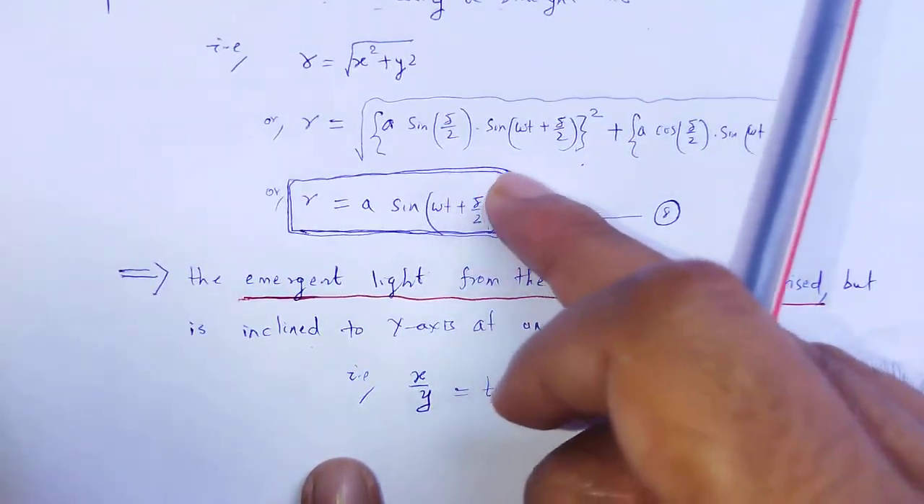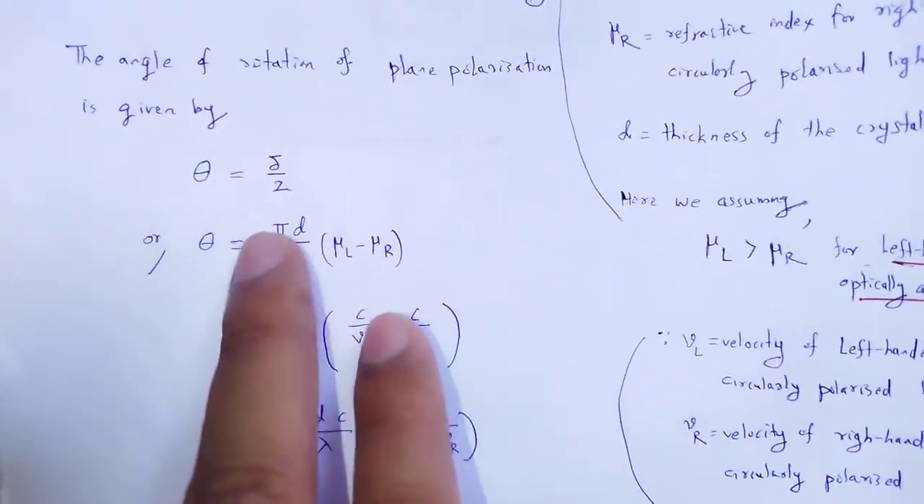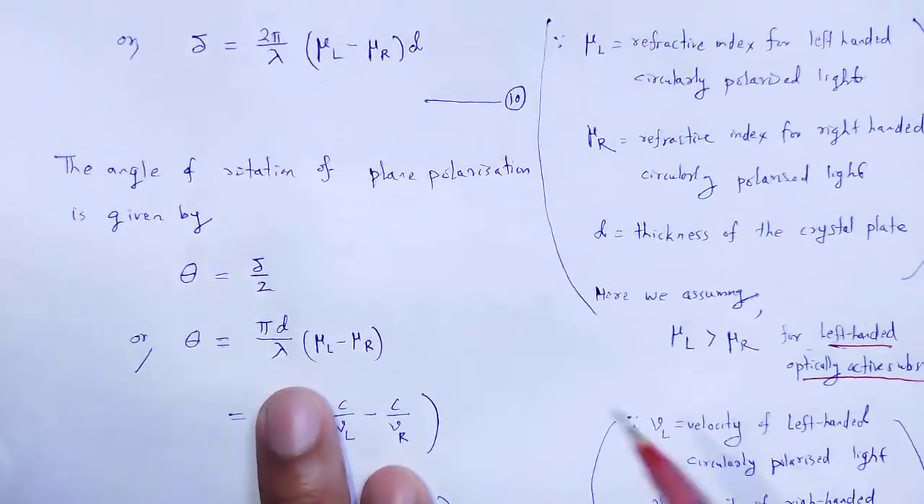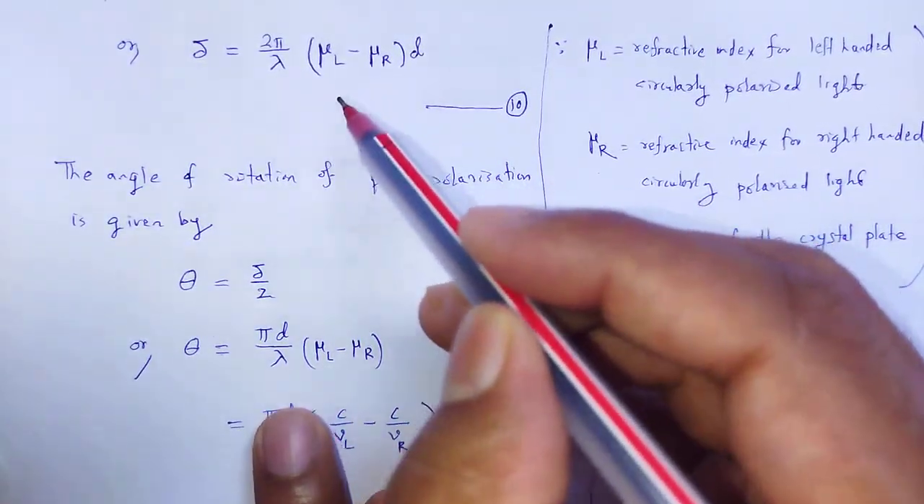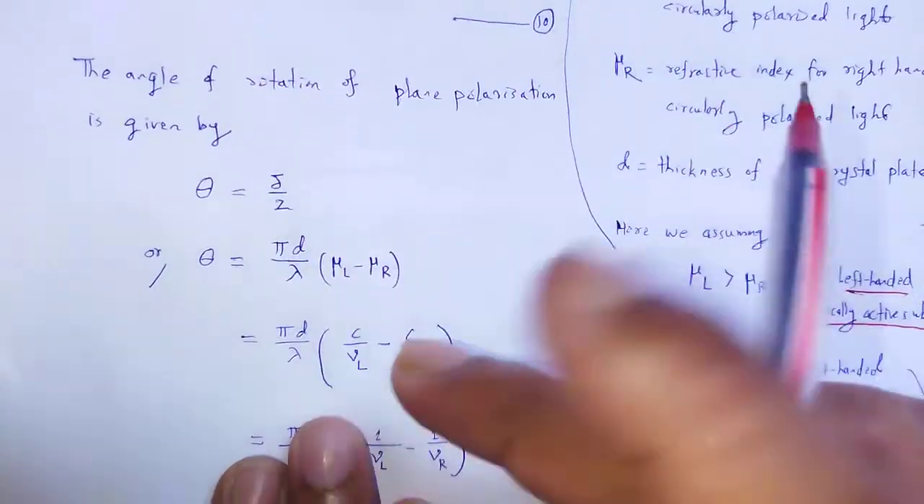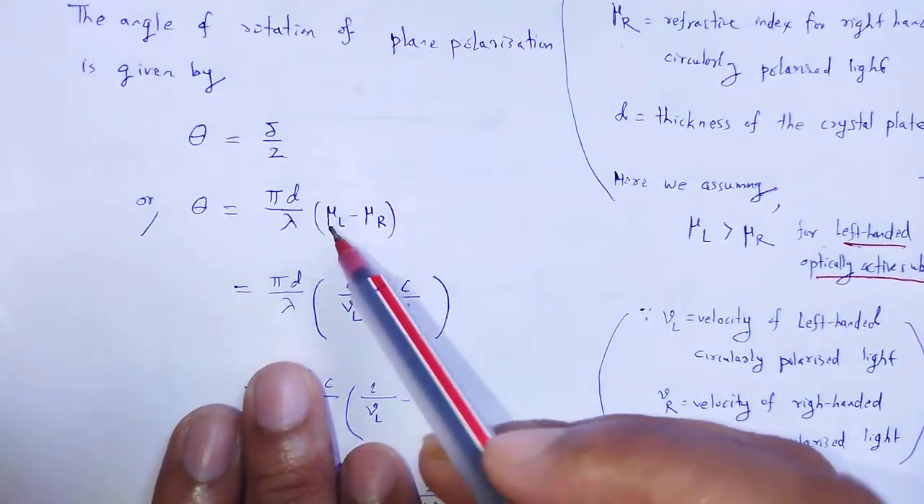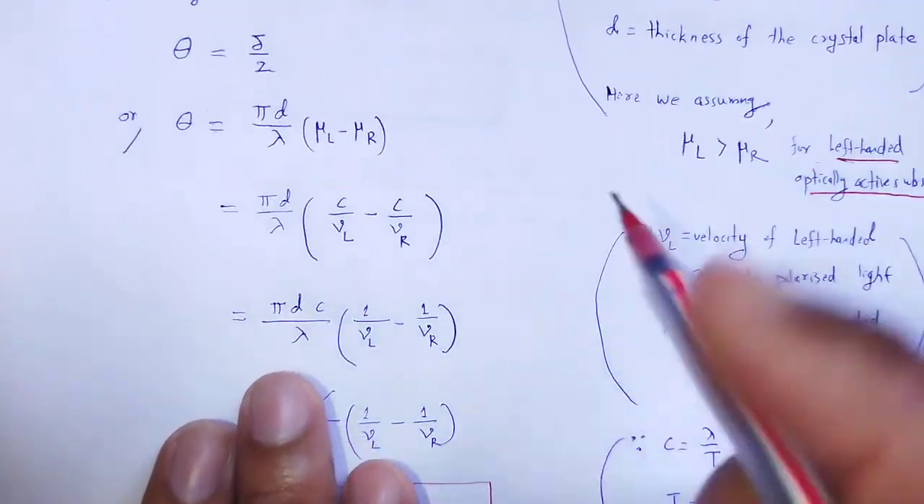Theta, the angle of rotation, is equal to delta by 2. So the angle of rotation theta is equal to delta by 2. The expression of delta is that one. So delta by 2, now 2 is divided, it will be pi d divided by lambda into mu L minus mu R.